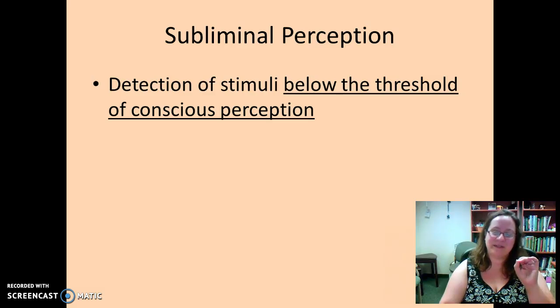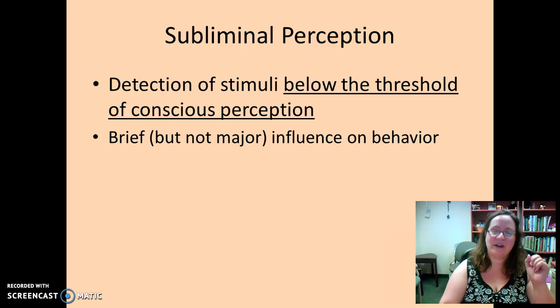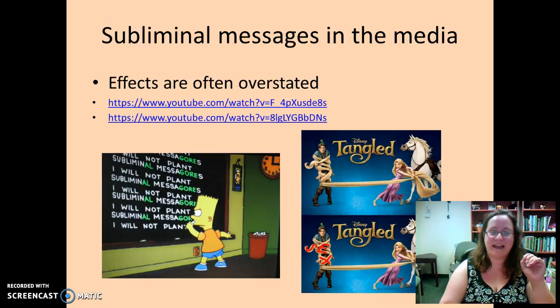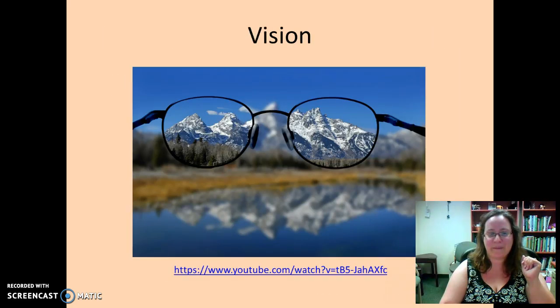Subliminal perception is a little bit different, and this is the idea that we can detect some stimuli that are below our threshold of conscious perception. We know that this has a brief influence on behavior, but nothing major. So you can review the study in the book to describe that. But these subliminal messages, we often think they have more of an impact than they do. It seems like Disney is often a target for this. They say, oh, look at the subliminal messages here in Disney movies, but we know that it's not really going to be a huge impact on people's behavior.